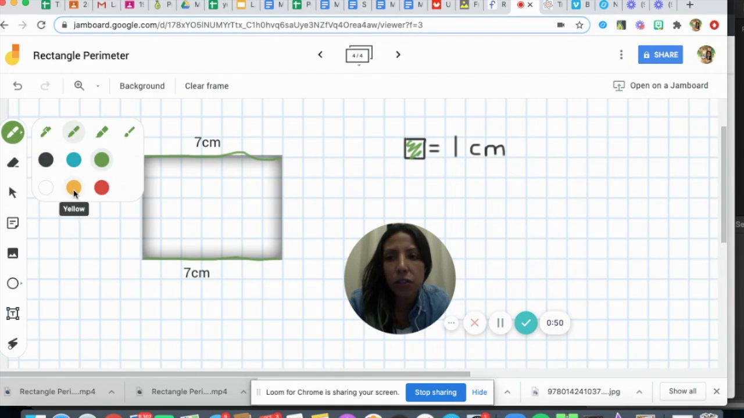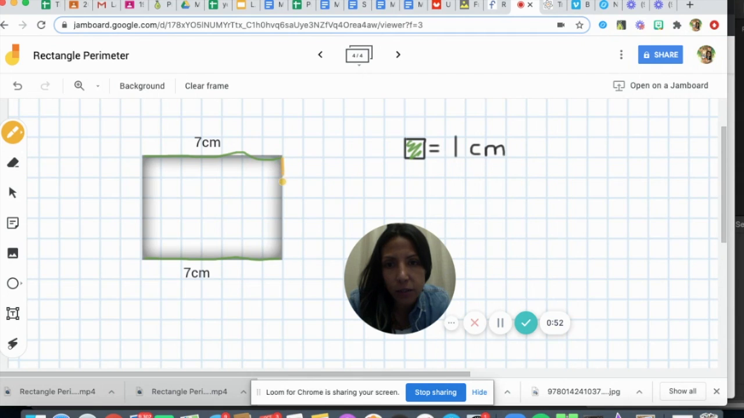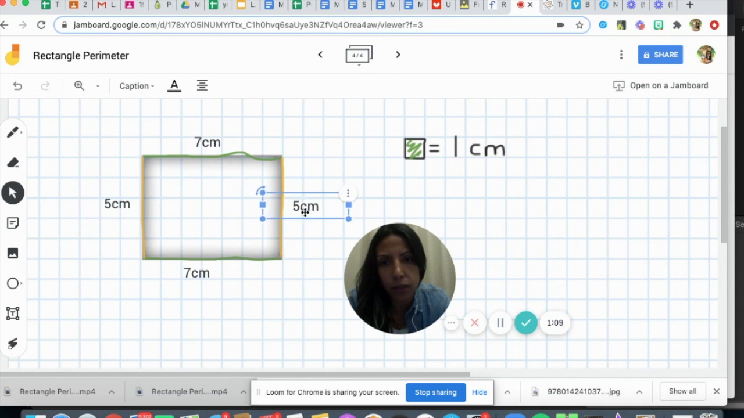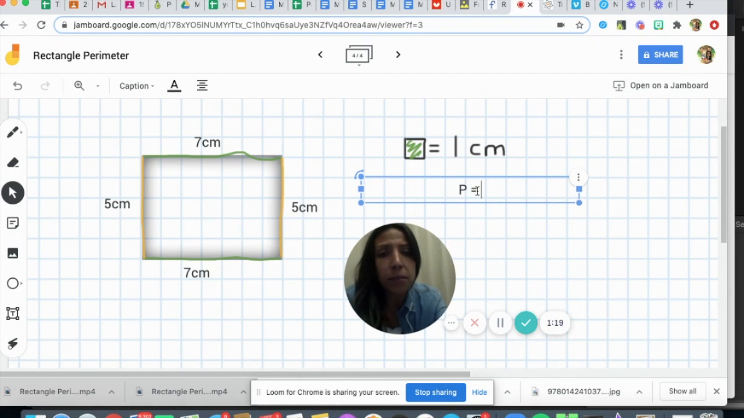And then measure the other sides. 1, 2, 3, 4, 5. Therefore, 5 centimeters here and 5 centimeters here as well, right? 5 and 5. And then you'll have just to add all those numbers together. Therefore, you would do something like this. Perimeter equals 5 add 7 add 5 add 7.